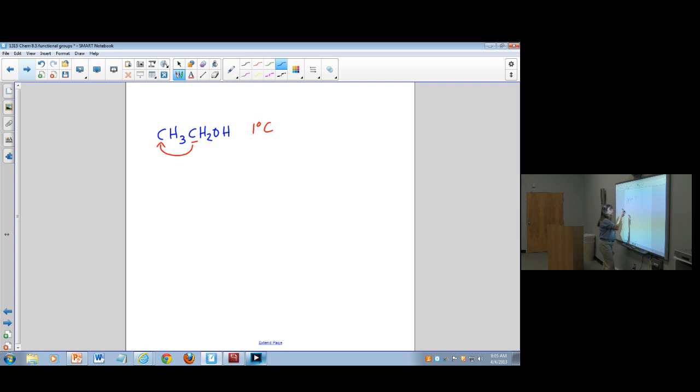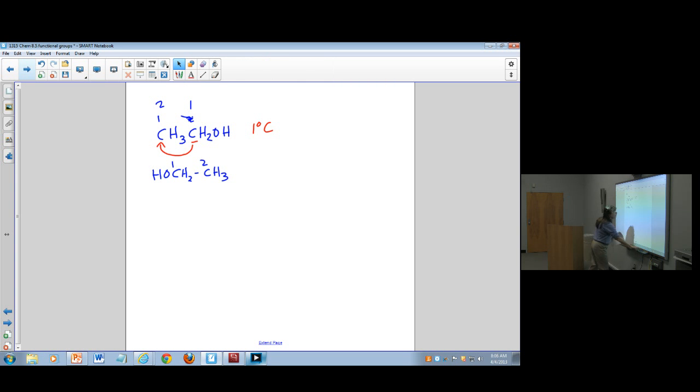Now, just as a point of matter, would it make any difference if I made the alcohol look in this direction? And the answer is no, because no matter whether I have a 1 or a 2, I would end up numbering this 1 and 2 because either way, the alcohol gets the first number.